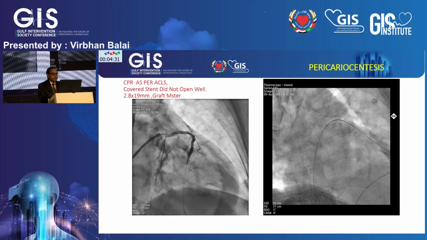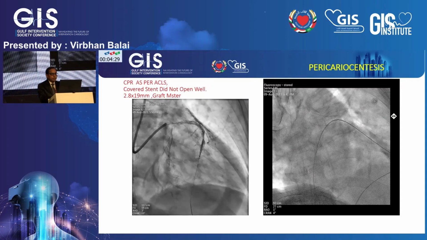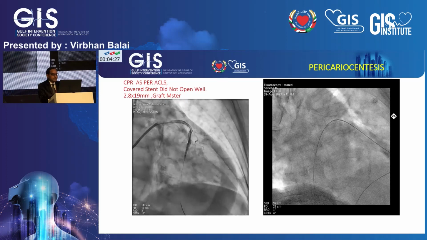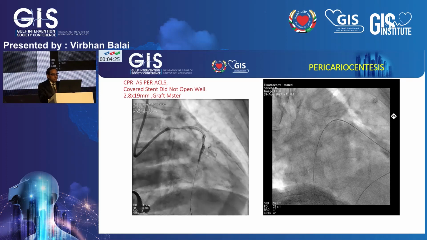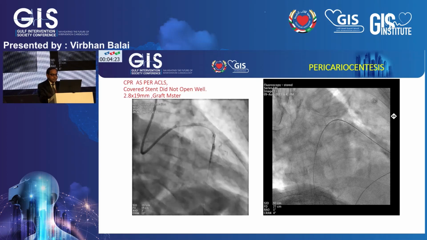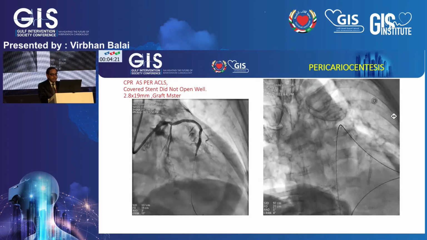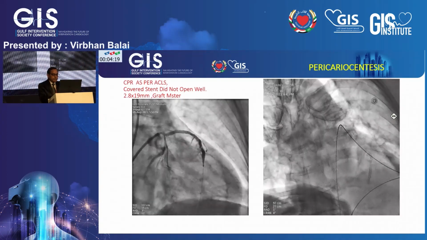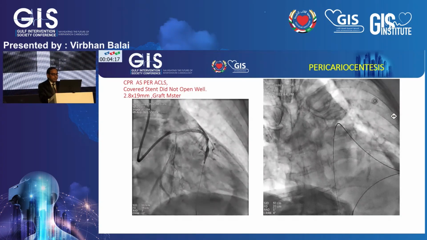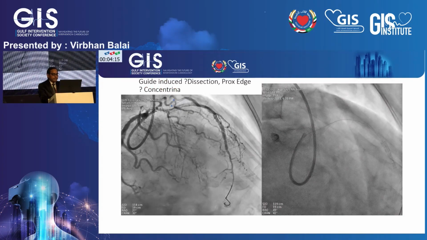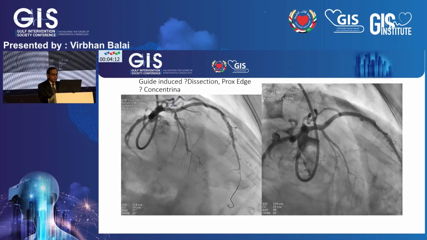But when it was inflated, the stent did not open well, this covered stent as well. And the patient crashed, so immediately CPR was started as per ACLS, and immediate pericardiocentesis was done just to stabilize the patient. The patient did get stabilized, and the patient had flow distally.